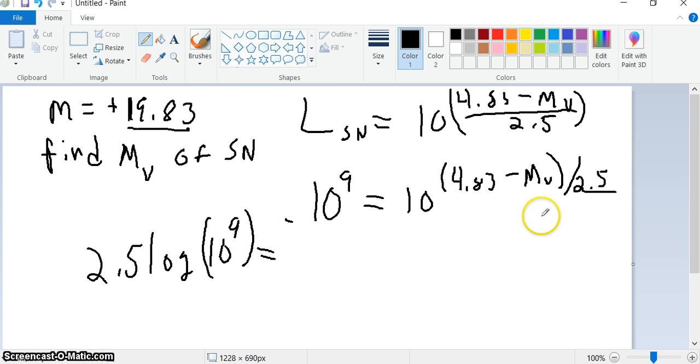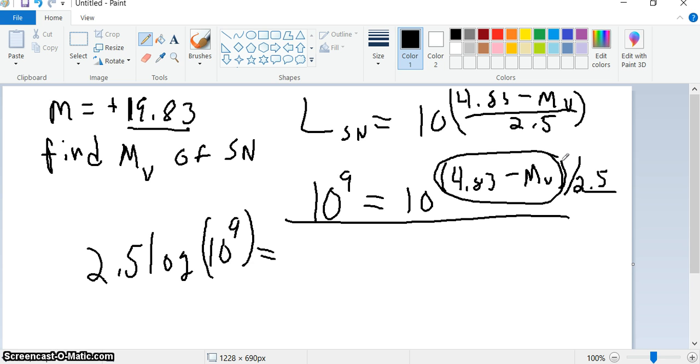That's equal to. We've already brought the 2.5 over, so that's equal to what's left, right? And so what's left is 4. Remember, that's the absolute magnitude of our sun, and the reason that we're using that, of course, is because we know the luminosity of the supernova in terms of the luminosity of our sun. All right, and then minus the absolute magnitude of this particular supernova.